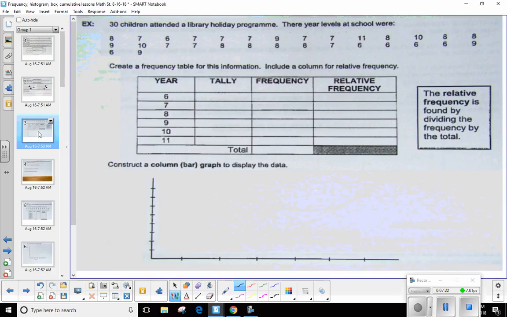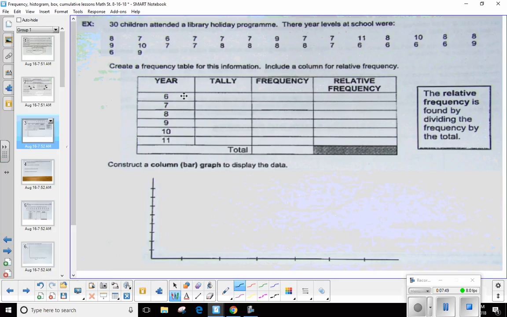So now let's actually start getting into some of these methods. So 30 children attended a library holiday program. Their year levels at school were, and then we have this set of data. The tally is just a really fast, quick way to get the number of elements you have in a set.